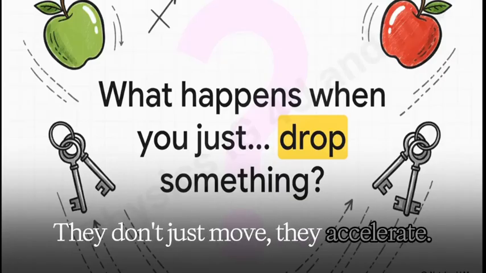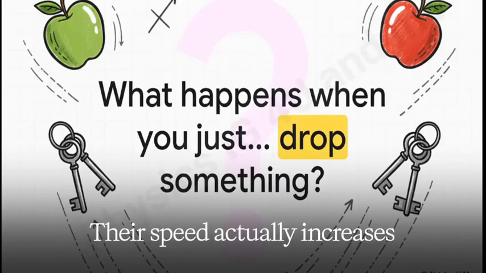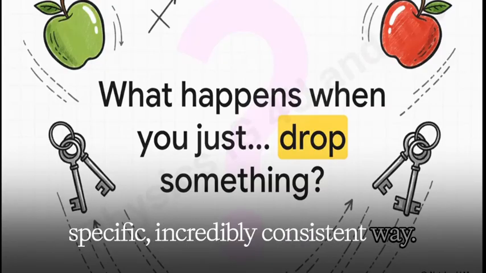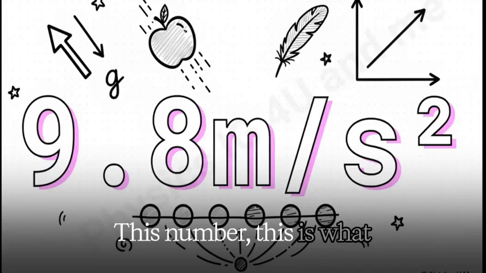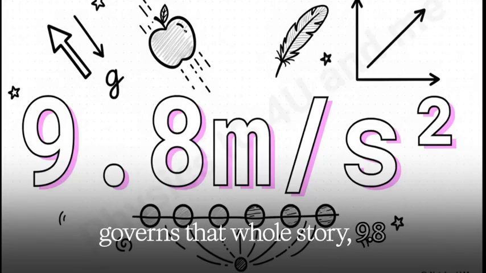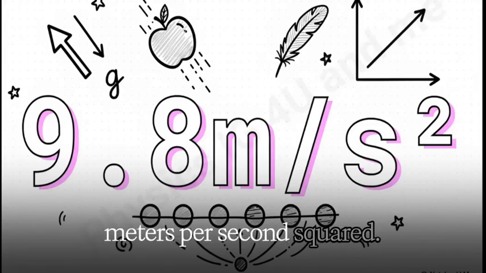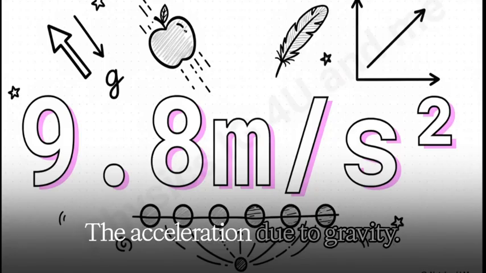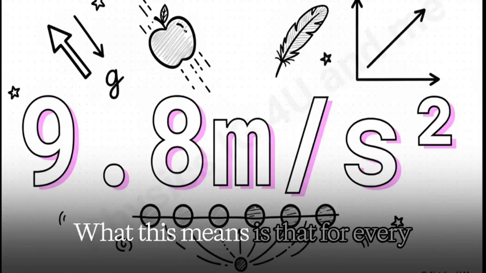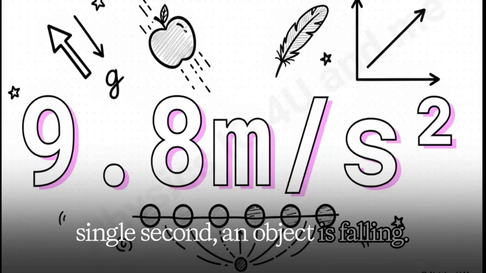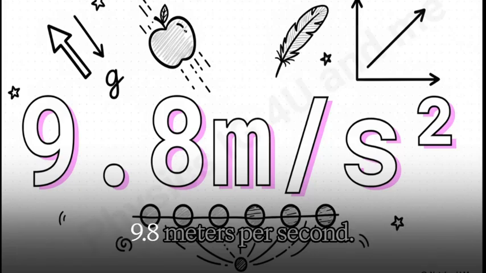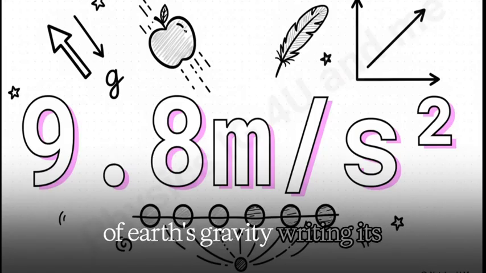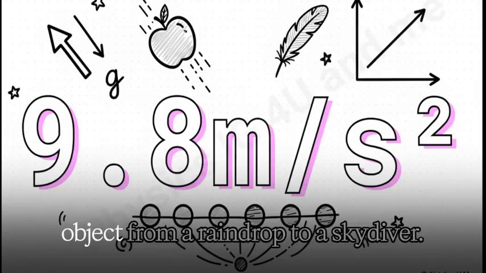They don't just move, they accelerate. Their speed actually increases every single moment they fall, and this happens in a very specific, incredibly consistent way. This number, this is what governs that whole story, 9.8 meters per second squared. It's one of the most fundamental numbers on our planet, the acceleration due to gravity. What this means is that for every single second an object is falling, its speed increases by 9.8 meters per second. It's this constant, invisible rhythm of Earth's gravity, writing its signature on every single falling object, from a raindrop to a skydiver.